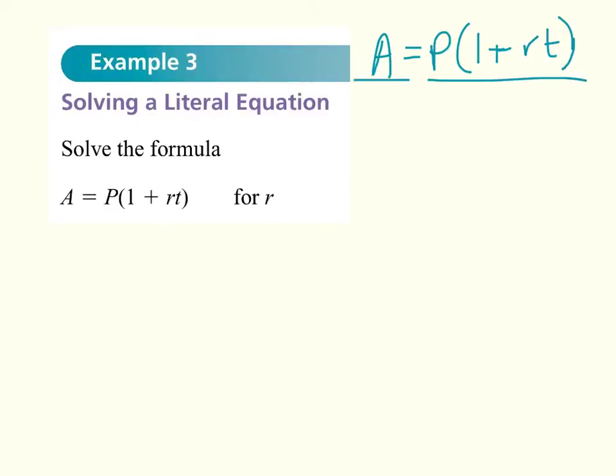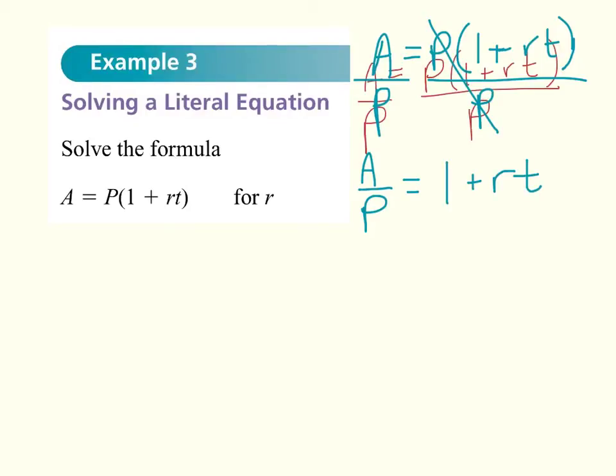Undo the last thing that was done, which was the multiplication by P. So you have to divide by P. And remember that cancels out, just like when we did that with numbers. And you have 1 plus RT. So you want to get rid of your 1. And at this point, you have just RT on the right-hand side. I'd like to divide by T, but that's going to get a little complicated over here with the fraction. So instead of dividing by T, how about we multiply by 1 over T?